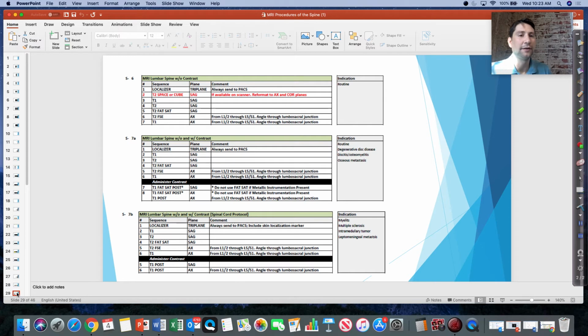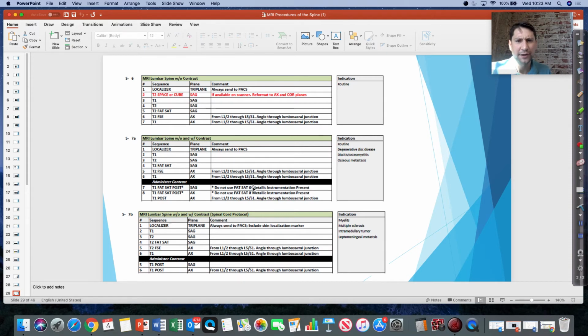Here's our MRI specific protocols. Here you can see in red, this T2 space or cube is a 3D acquisition, and that it says only if it's available on the scanner. So you'll see little things like that where if you're at a site that has maybe a 3 Tesla, you can get this 3D T2 compared to all the other sequences. And it's going to improve our image quality. But sometimes you don't need to run that because your scanner actually doesn't have that capability. So just be mindful of those.